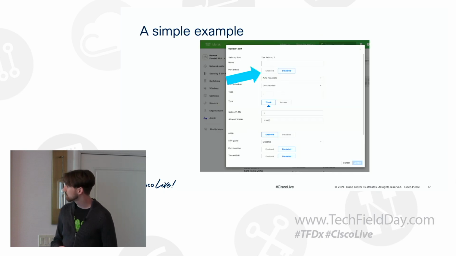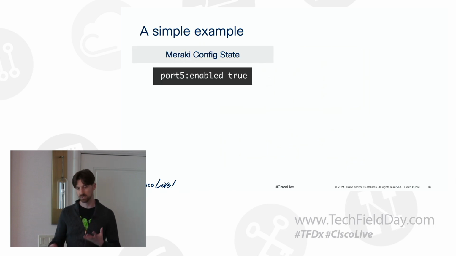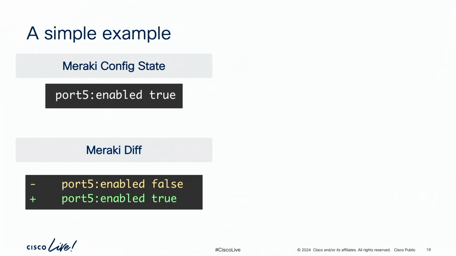So really simple example. We're turning on a port. And to show kind of how the sausage is made, Meraki config is namespace key value pairs. The full config is huge, but the one line that we care about here is port 5. We're enabling it. It's true. The device, when it pulls down the config, it's going to do a diff. And in non-Catalyst switching, we're going to see this diff, and the device is going to change the behavior of the chip directly. But for Catalyst devices, we don't have that level of access.